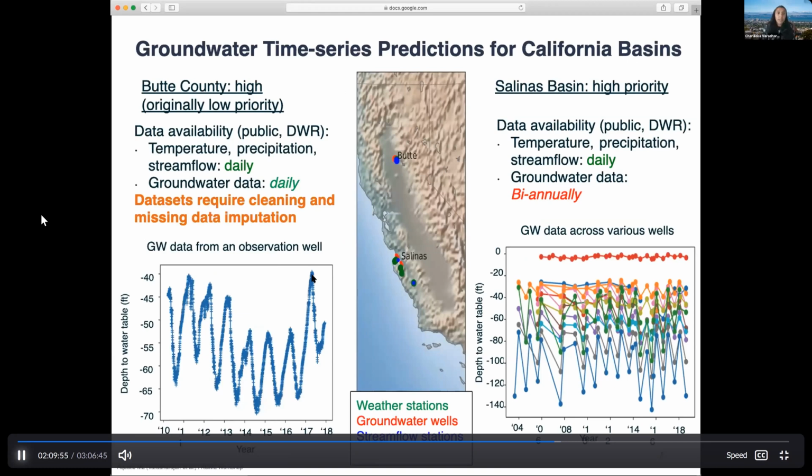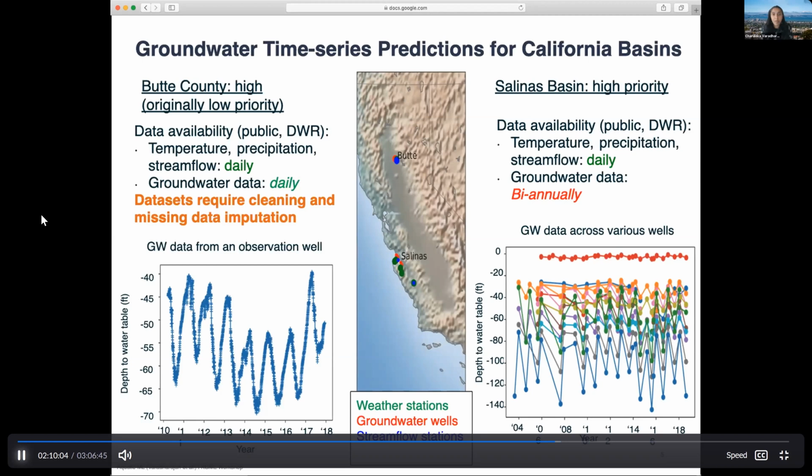And by the time we actually ended up doing our analysis of the papers, the water withdrawals in Butte were high enough that it ended up becoming a high priority basin under the act. So that's good for us, but very unfortunate for the residents of Butte County.